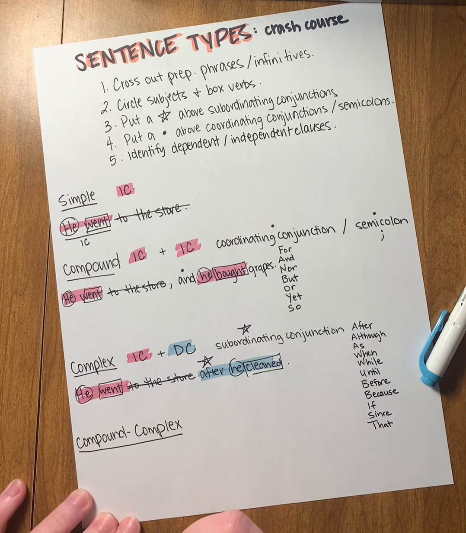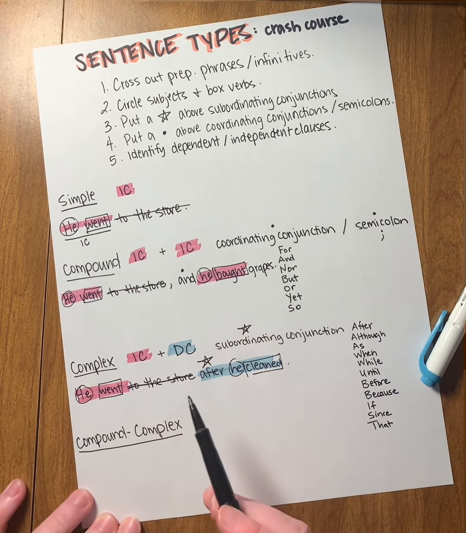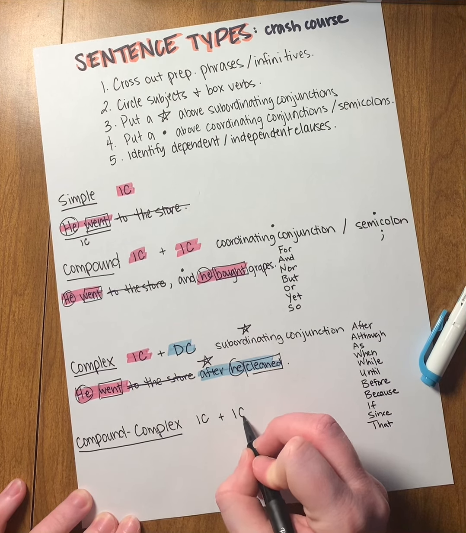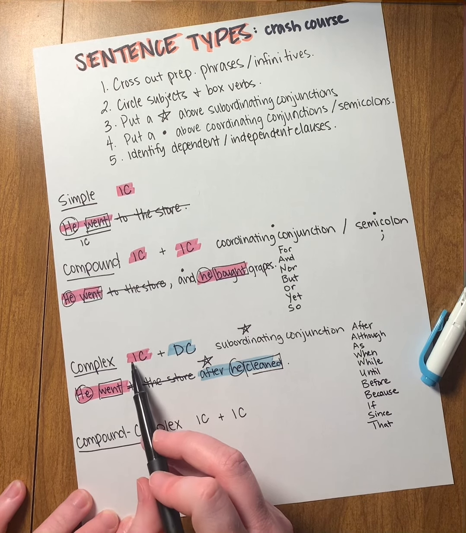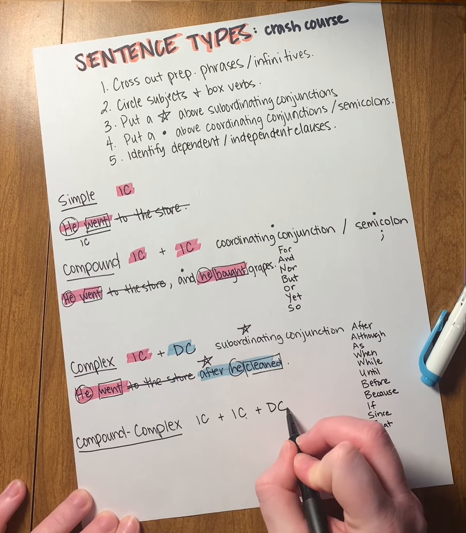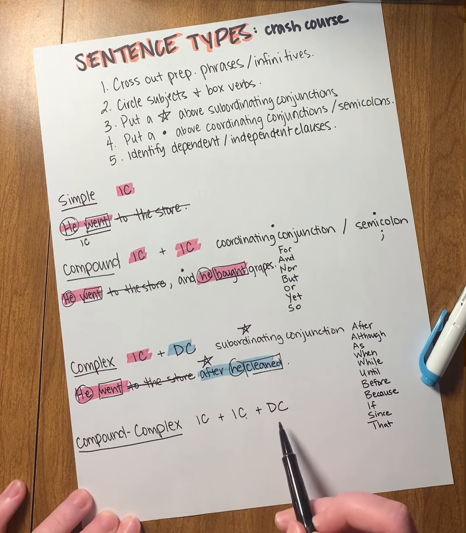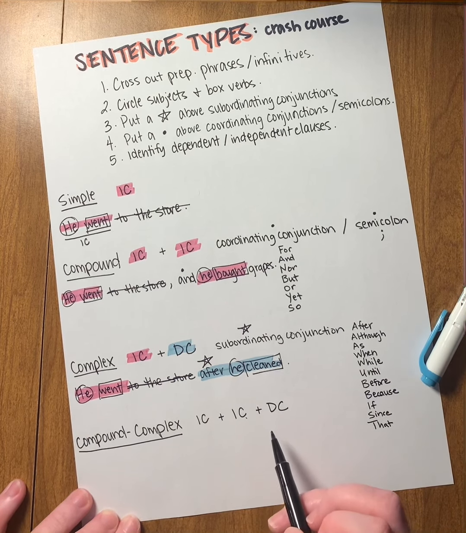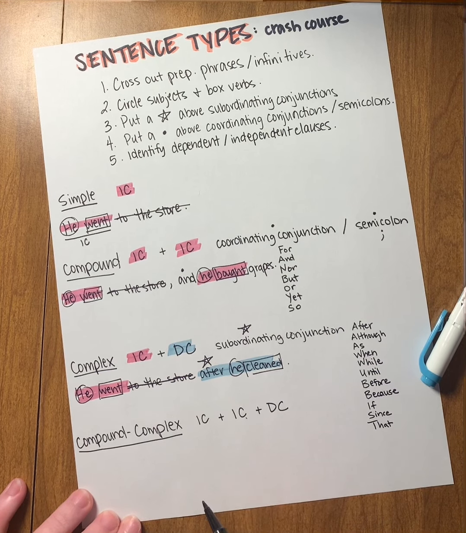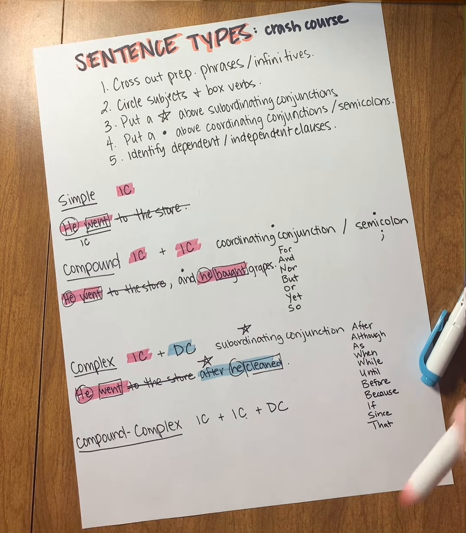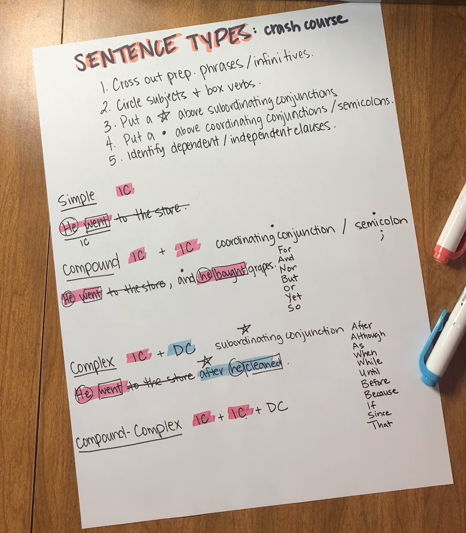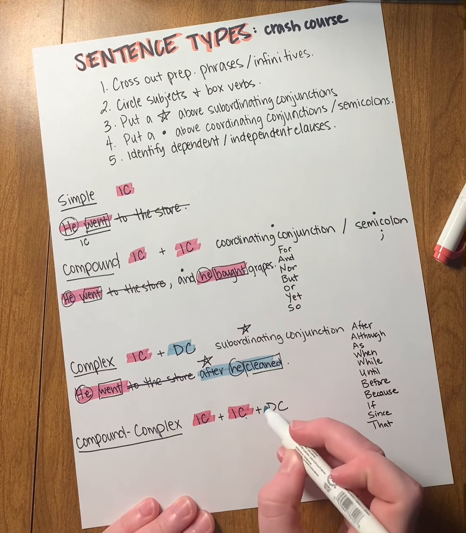Compound complex sentences sort of combine features of compound sentences and complex sentences. So just like a compound sentence, they have to have at least two independent clauses, whereas the complex only has one, compound complex has at least two. Then it has at least one dependent clause, and it could have more of any of these, okay? So it might have three independent clauses and two dependent clauses. As long as we have more than two independent clauses, it's going to be a compound complex sentence, okay? So we have at least two independent, and then we have at least one dependent.